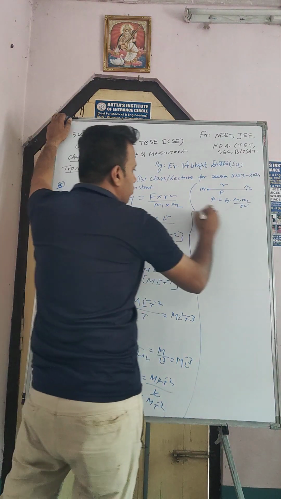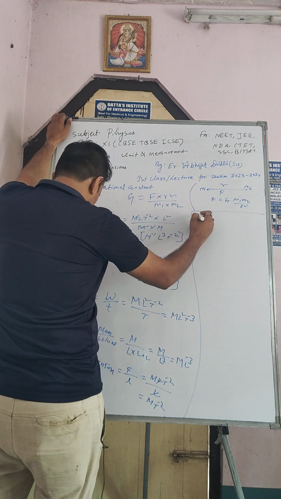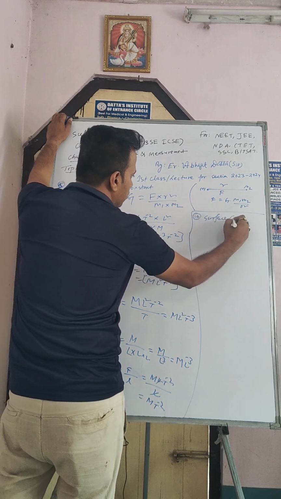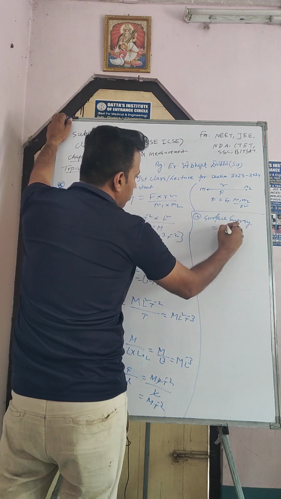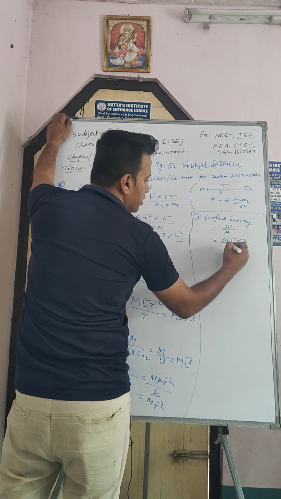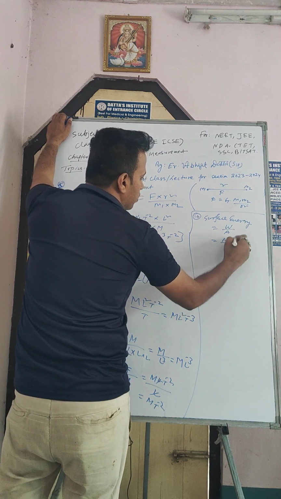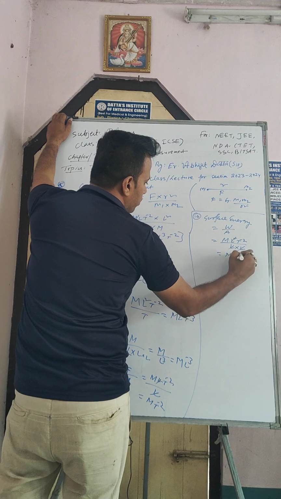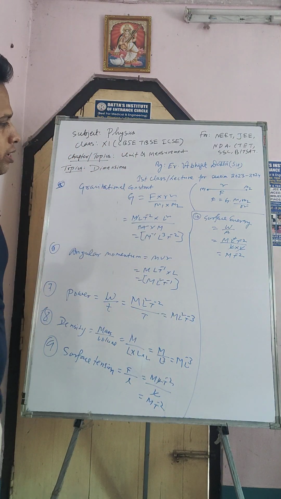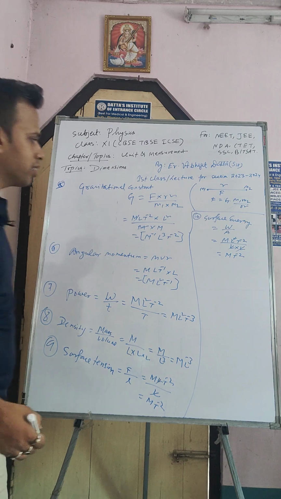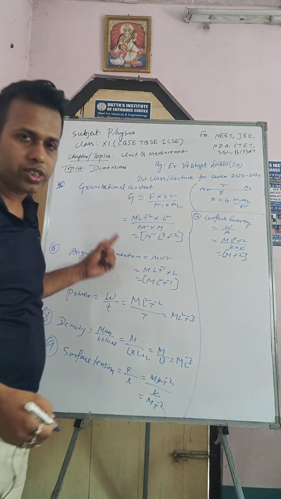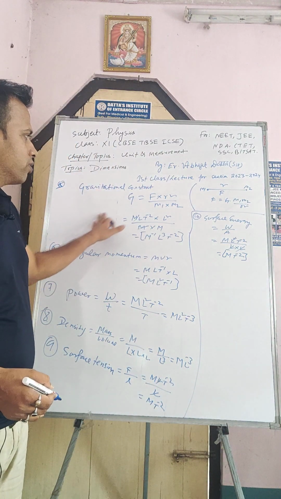After that, we may find out the dimensions of surface energy. Surface energy is work by area. Work is ML^2T^-2. Area is length into length. One L will be cancelled, so MT^-2. So in MCQs or in various competitive exams, they may ask directly what is the dimension of gravitational constant, Planck's constant, etc. You have to find out in this way.